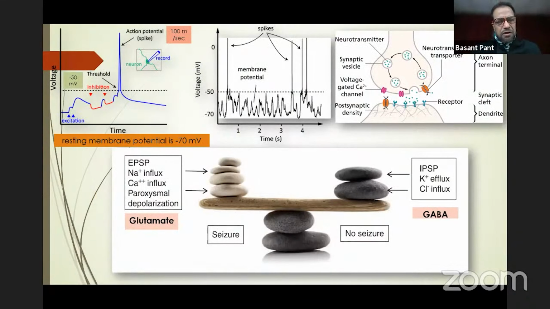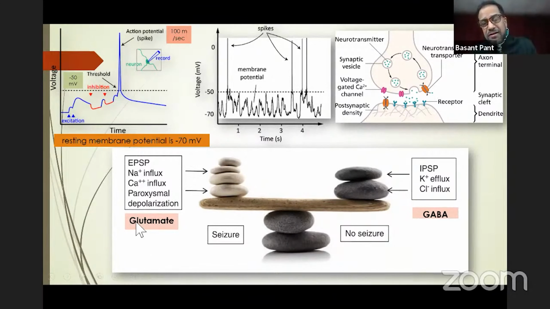Since this lecture is for young people, I would like to go into the very, very basics of how a neuron works. As we all know, the resting potential of a neuron is about minus 70 millivolts. When there's an excitation, there is also an inhibition. And when the excitatory threshold is crossed, then you have action potentials. Technically, if the inhibition is not good enough, then you start having abnormal action potentials, which might eventually lead into epilepsy.